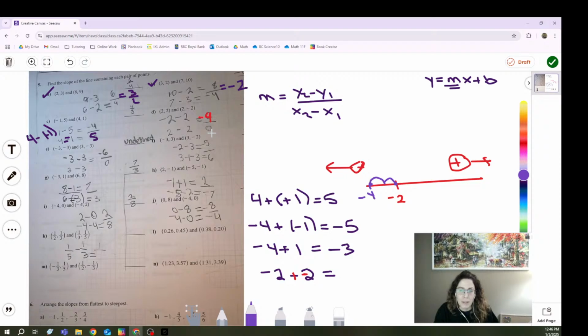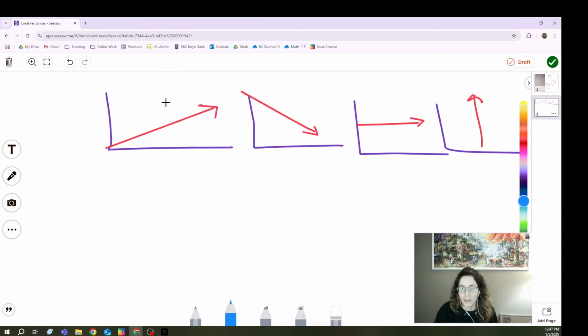I'm going to draw a little grid here. There's a line. There's a line. There's a line. There's a line. What kind of slope does this one have? What kind of slope does the next one have? What kind of slope does this one have?